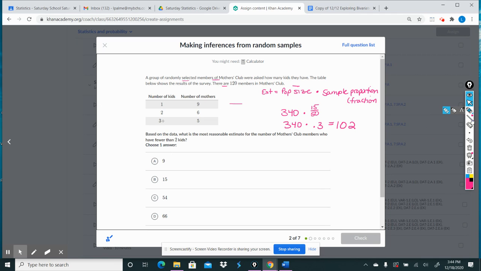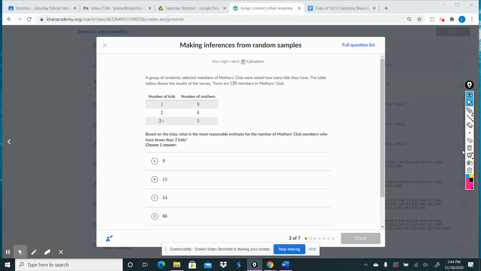All right, here's a great example. So we have here a group of randomly selected mothers from the Mothers Club who were asked how many kids they have. The table shows the results of the survey. There were 120 members, so here's your population. One number that had 1 kid was 9 mothers, 2 kids, 6 mothers, 3 plus were 5. So based on this information, how many have fewer than 2 kids?